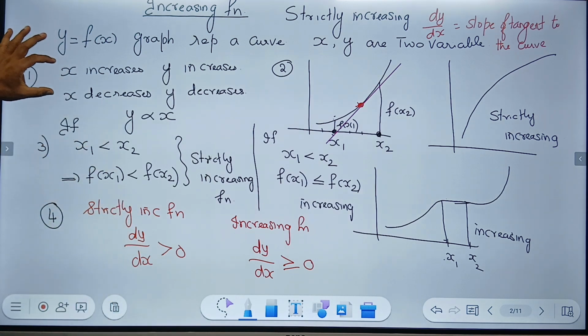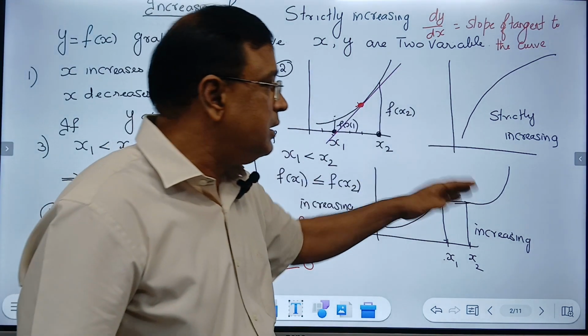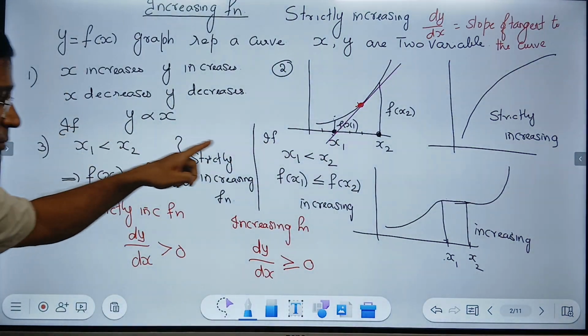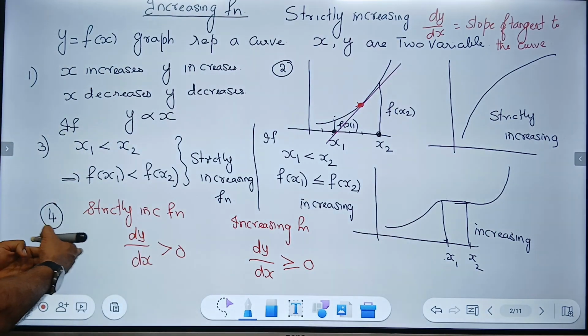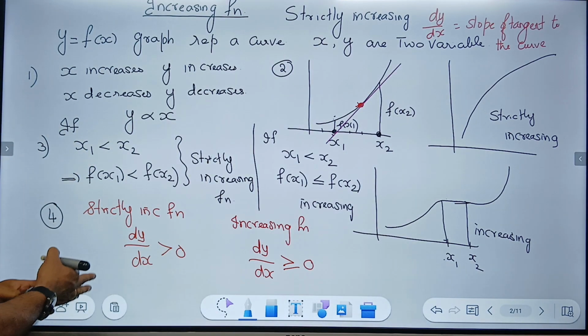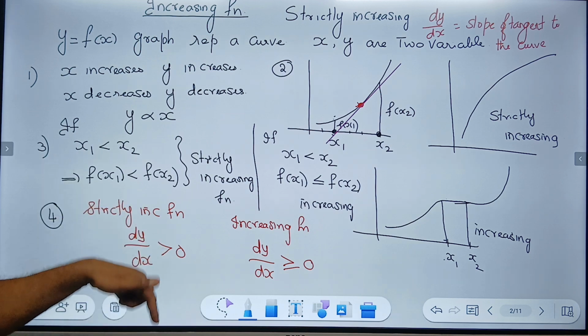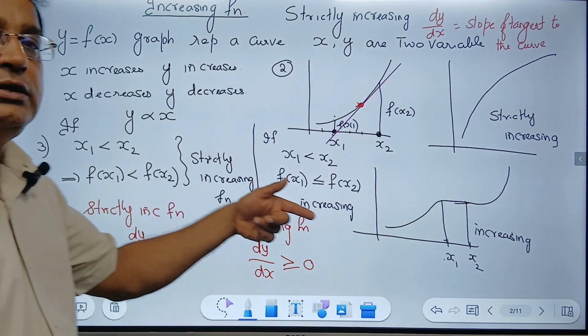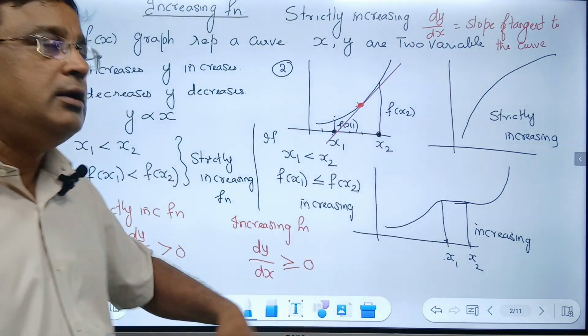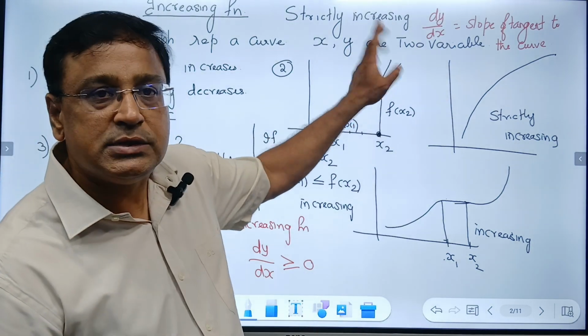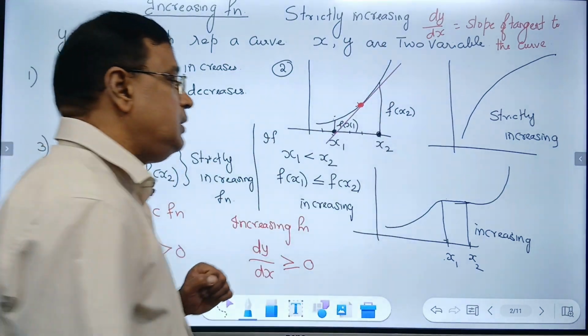One is when x increases, y increases. How do I represent it graphically? How do I represent it algebraically? And how do I represent it using calculus? So dy by dx corresponds to slope. If the slope is positive, when will the slope be positive? If I draw a tangent and the tangent makes an acute angle. That is possible only when the curve is increasing. Is it clear? Now let's go to the next one.